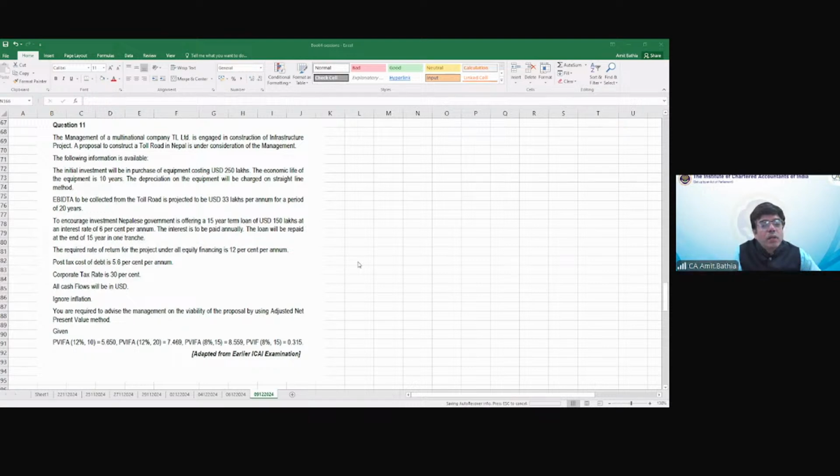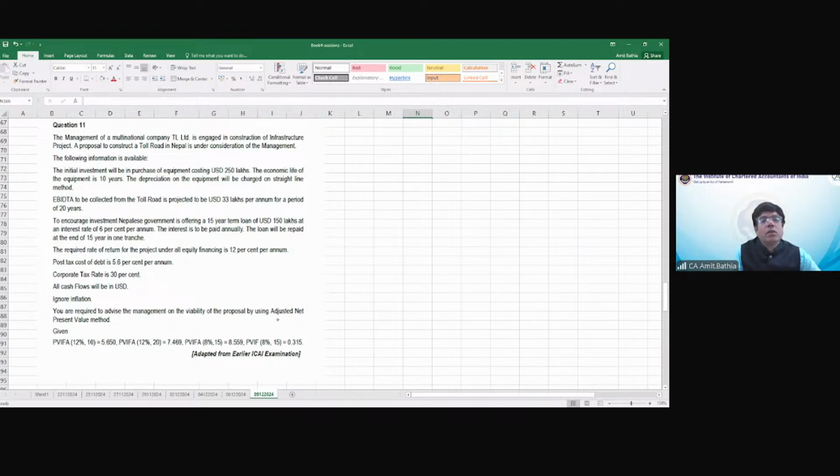The required rate of return for the project under all equity finance is 12% per annum. Post-tax cost of debt is 5.6% per annum. Corporate tax rate is 30%. All cash flows will be in USD. You are told ignore inflation. You are required to advise the management on the viability of the proposal by using adjusted NPV method.